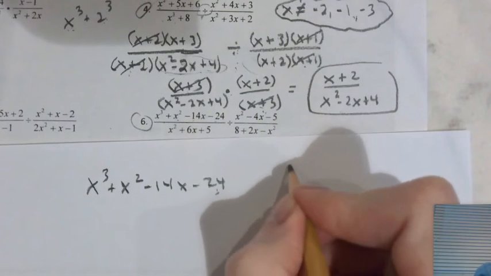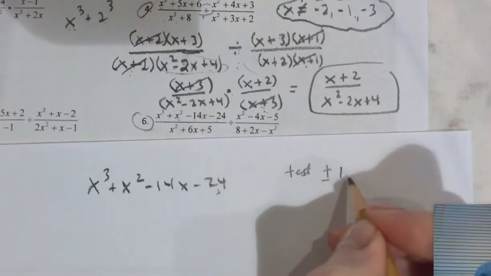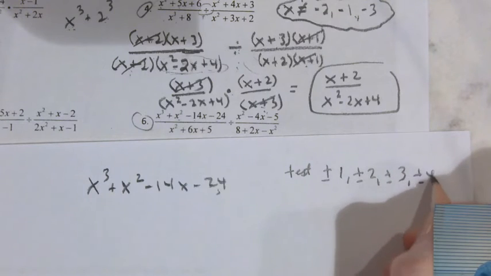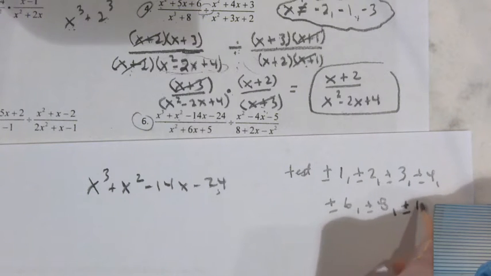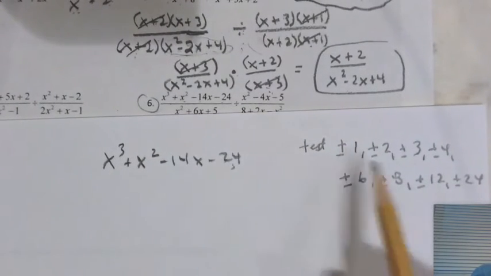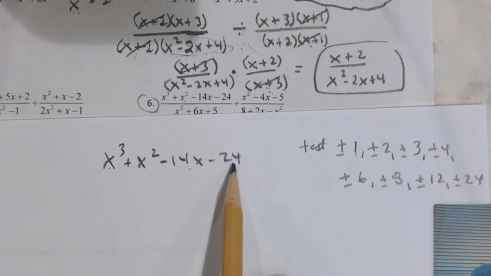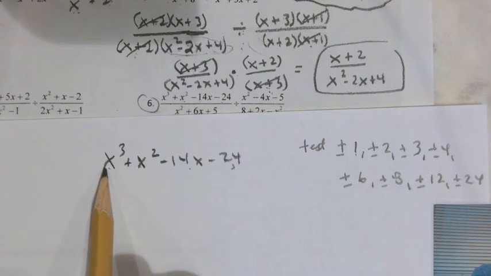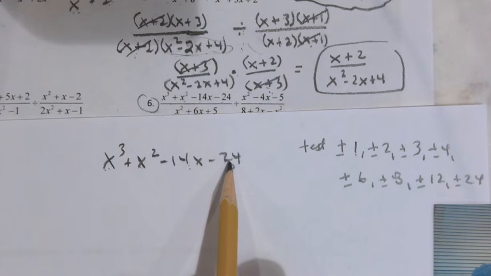Okay, so the ones we're going to test are plus or minus all the factors of 24. So plus or minus 1, plus or minus 2, plus or minus 3, plus or minus 4, plus or minus 6, plus or minus 8, plus or minus 12, plus or minus 24. And again, we don't have to test them all. Let's try plugging in 1. If we plugged in a positive 1, we get 1 plus 1 minus 14 minus 24. That's not going to work. Let's try negative 1. That would give me negative 1 cubed is negative 1 plus positive 1. And then we get plus 14 minus 24. That's not going to work.